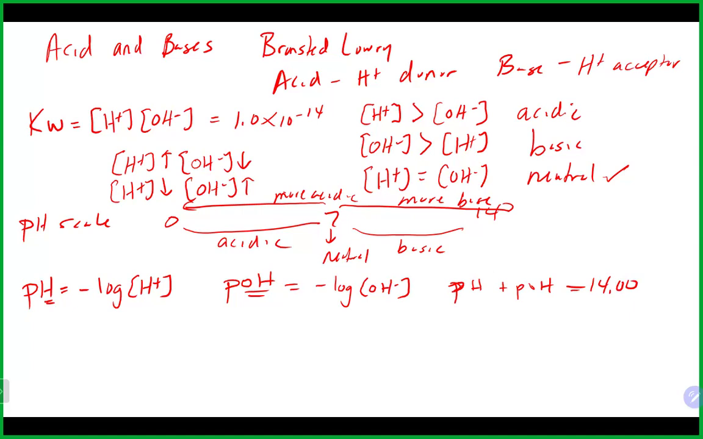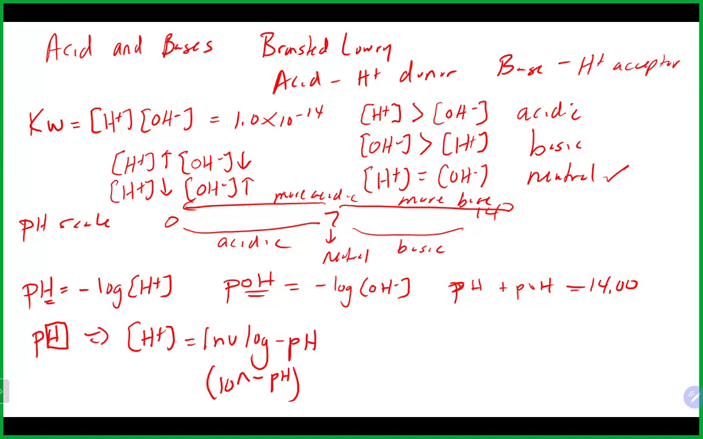We also talked about that directly from the pH, you could get the H plus concentration. And to do so, the H plus concentration is the inverse log of the negative pH. Once again, on most people's calculators, that's going to be a 10 and a caret, negative pH, as to how you punch that in.